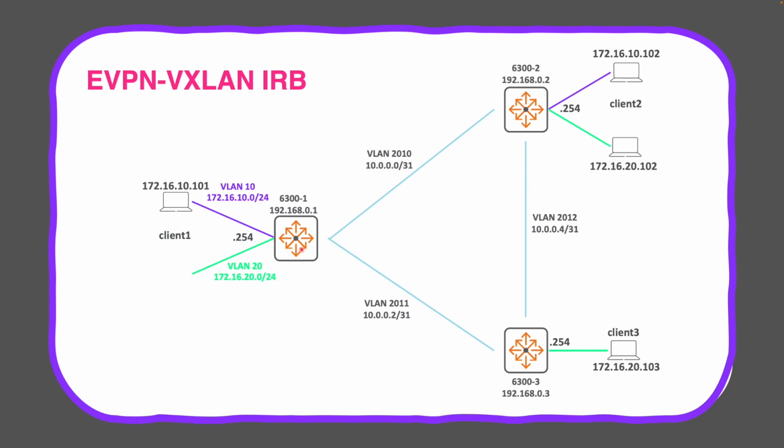Okay, IRB comes in two flavors. It comes in asymmetrical and symmetrical. First of all, we're going to do asymmetrical, then we're going to move on to symmetrical. The other thing that I've done here is, because we need routing, I've added a layer 3 interface on -1.